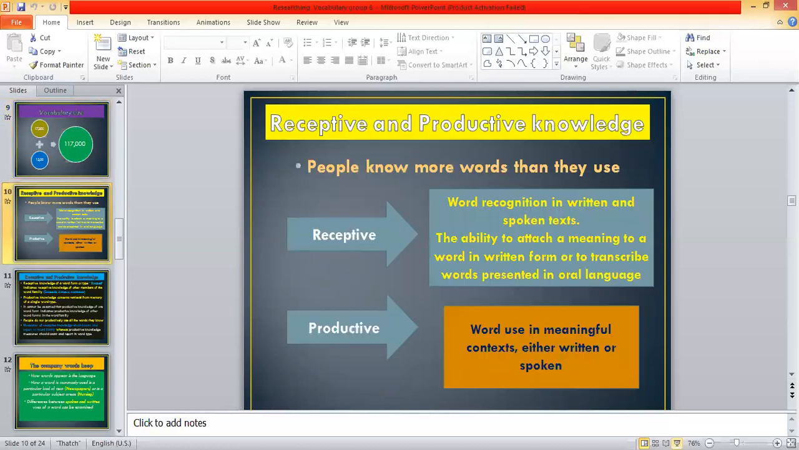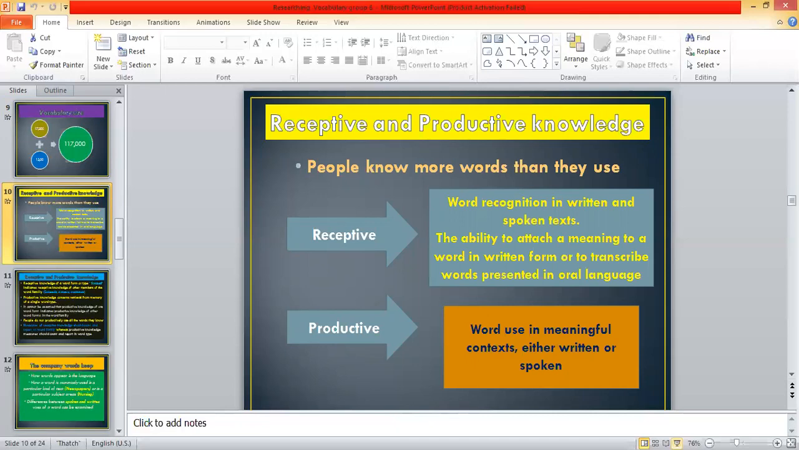And the next one is all about receptive and productive knowledge, as I mentioned before. So people usually know more words than they use. Receptive means they know the word, but sometimes they don't know how to use it. They learn it and recognize the word, but because of word formation, probably, they don't know how to use it. So receptive is all about word recognition in written and spoken text.